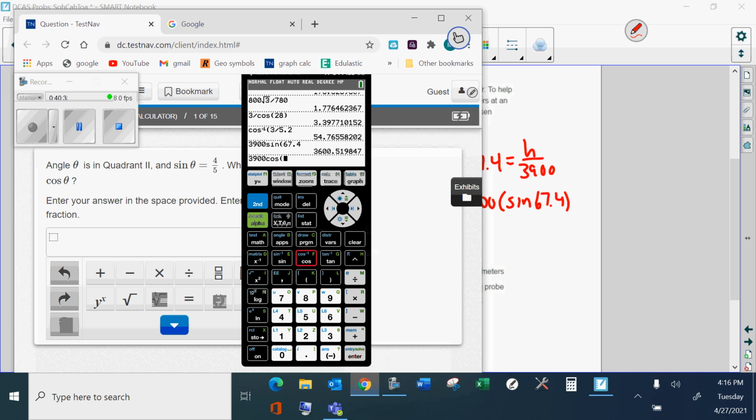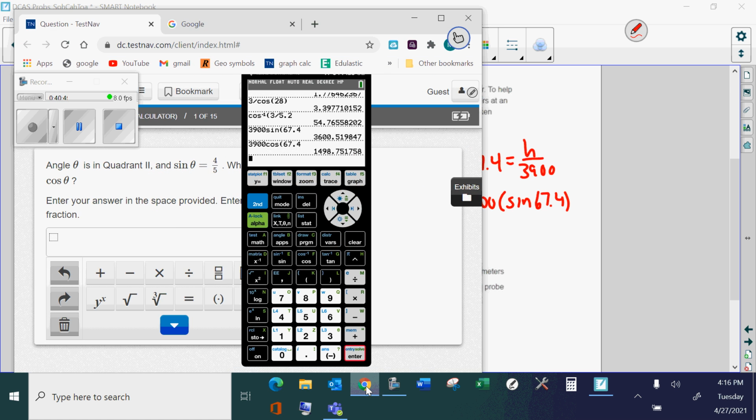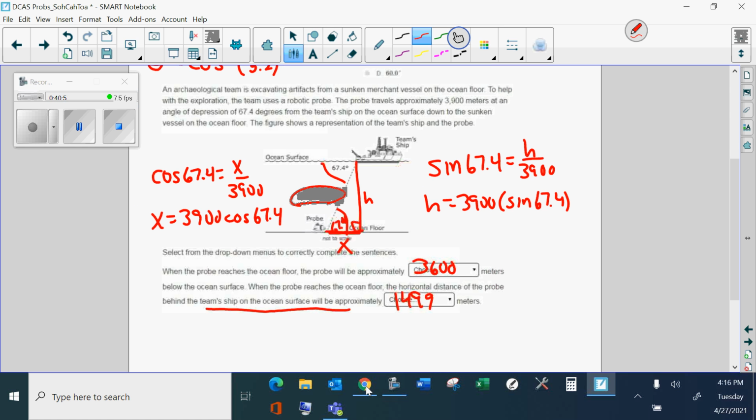3900 cosine 67.4, and that's approximately 1499. They might have 1500 there. Otherwise 1499. They'd probably say 1500 for you to choose from.